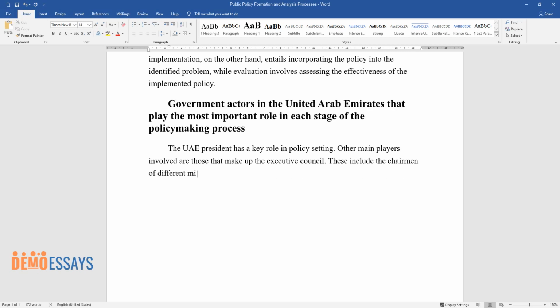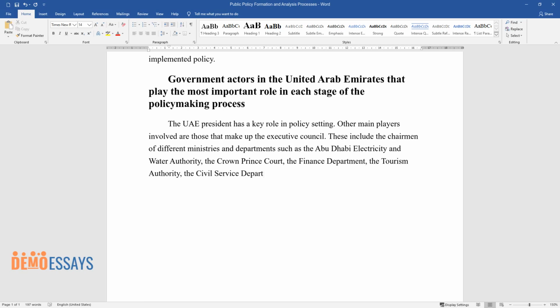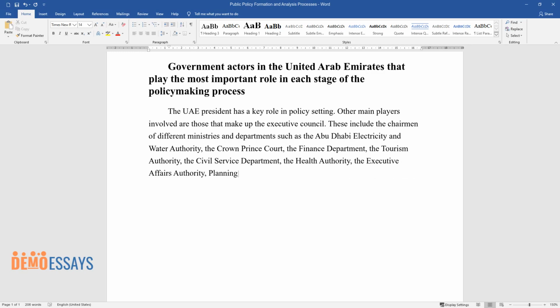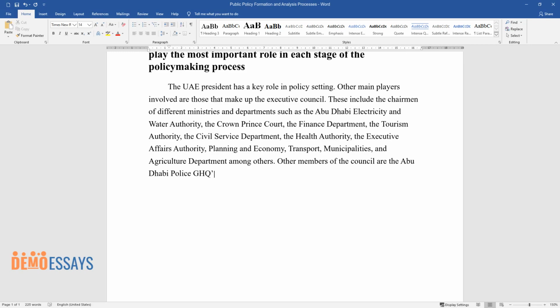These include the chairmen of different ministries and departments such as the Abu Dhabi Electricity and Water Authority, the Crown Prince Court, the Finance Department, the Tourism Authority, the Civil Service Department, the Health Authority, the Executive Affairs Authority, Planning and Economy, Transport, Municipalities, and Agriculture Department among others. Other members of the Council are the Abu Dhabi Police GHQ's Deputy Commander-in-Chief and the Finance Department.